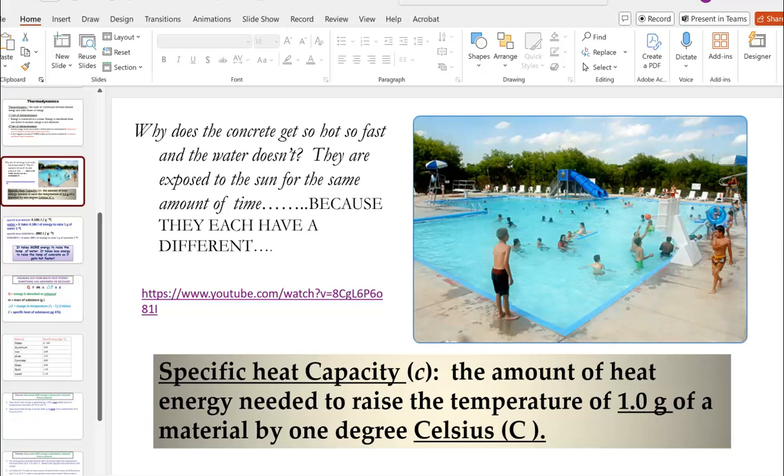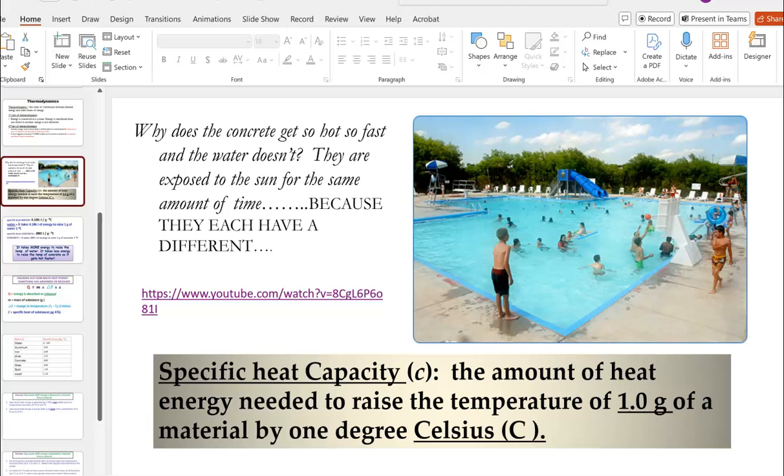Okay, hello everyone. I just wanted to talk a little bit about specific heat capacity and how to calculate problems and how to solve for energy absorbed or released by a substance. So first of all, I want to start with this little scenario up here. It says, why does the concrete get so hot so fast and the water doesn't?